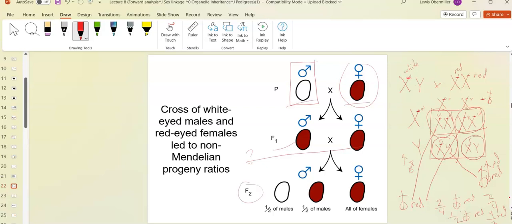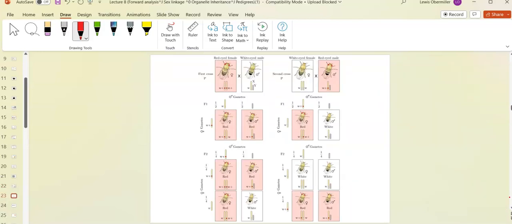But it's not until we do the F2 generation cross that we actually see a really weird ratio, where all the females have red eyes, only half of the males have red, and the other half have white. So this is going to show you what we just talked about. So this is going to be the female, right? This is going to be representing the X chromosomes.